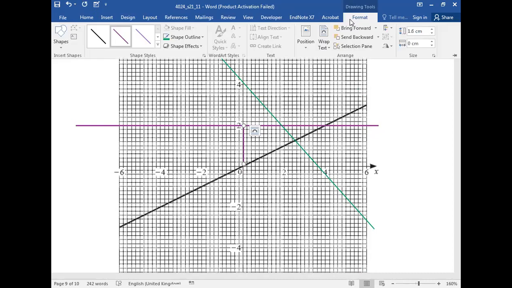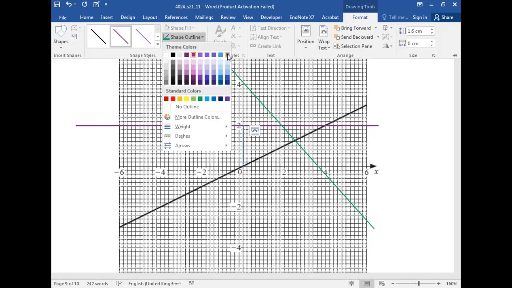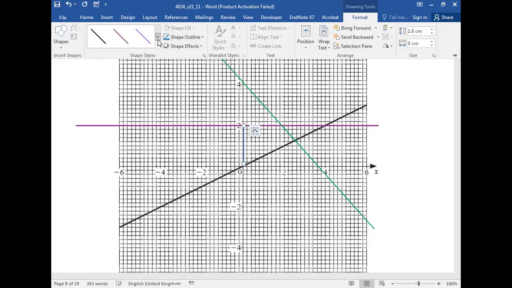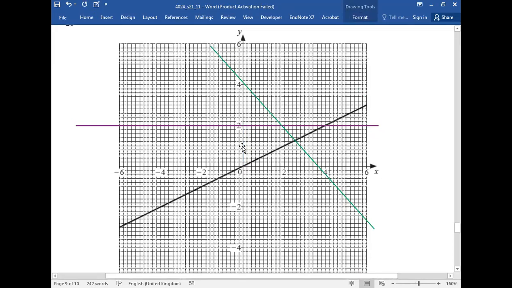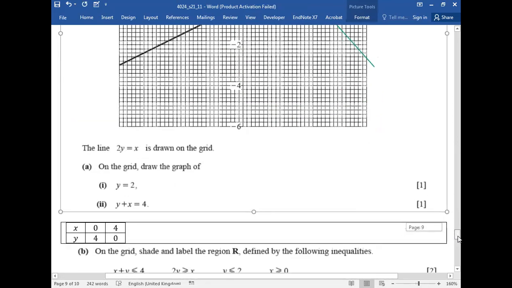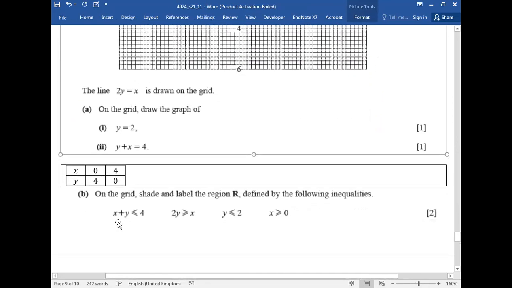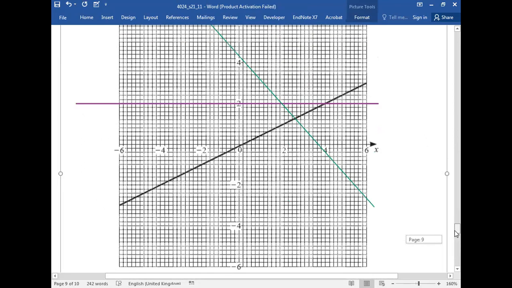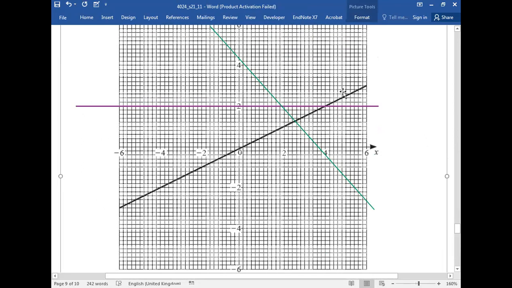Okay, look again. Did you understand the first one? X plus y is less than or equal to 4. Then 2y is greater than or equal to x. Now is it clear? This is the line where 2y is equal to x, the black line. If I go above it, y will be greater than x.